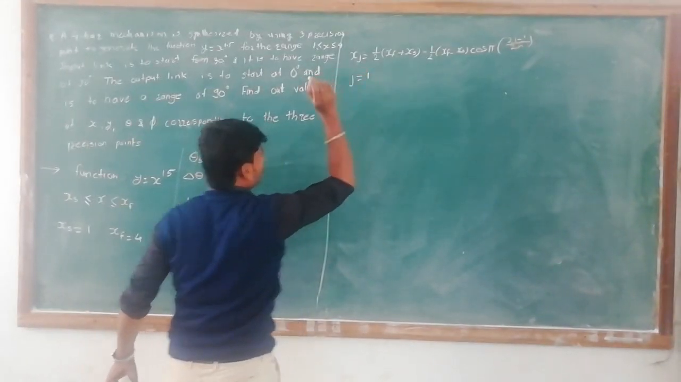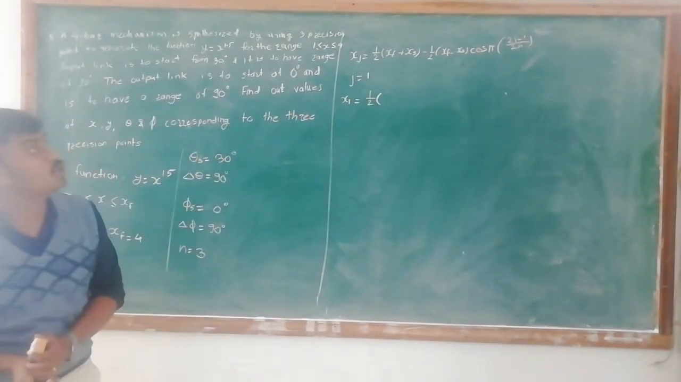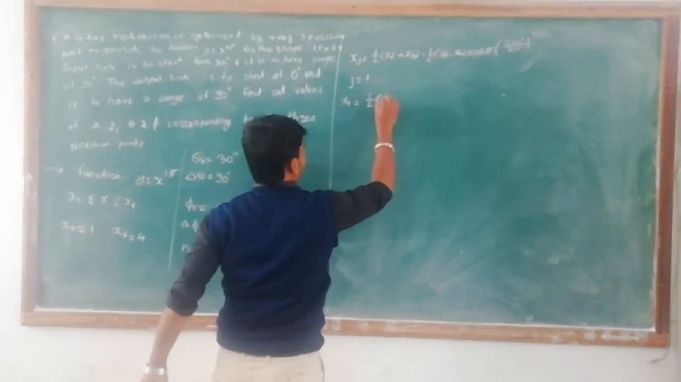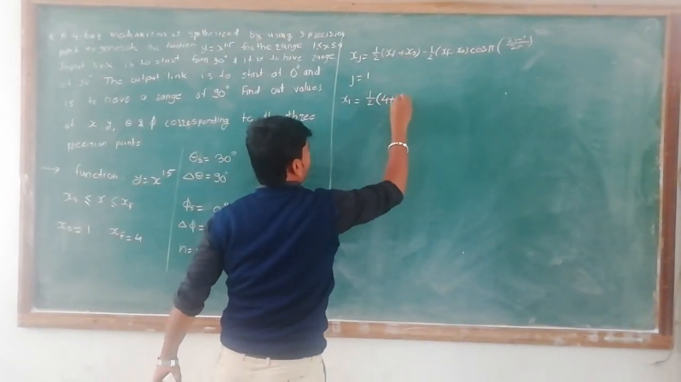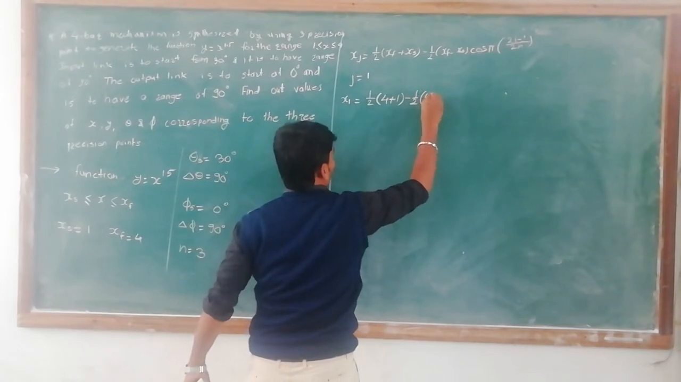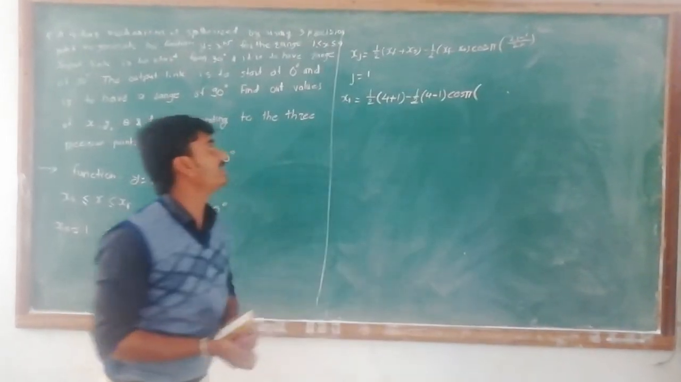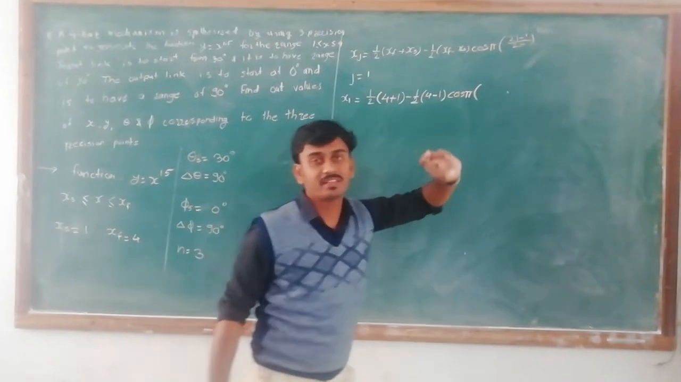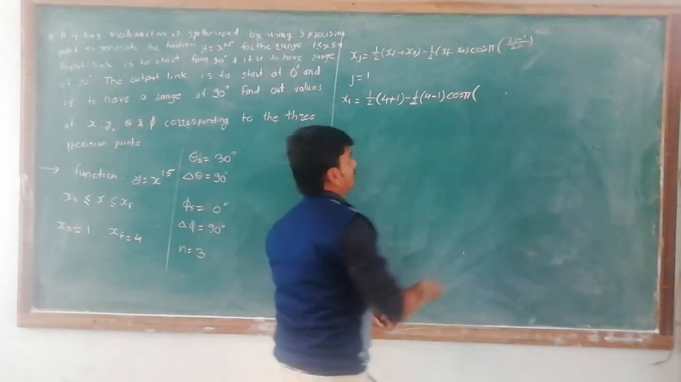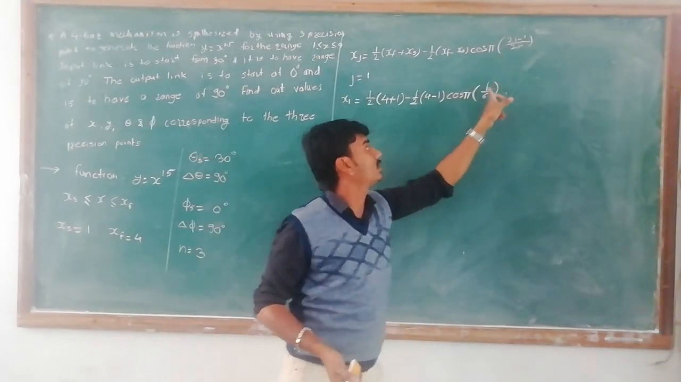For j is equal to 1, x1 is equal to 1/2 into (xf plus xs), where xf is equal to 4 and xs is equal to 1, minus 1/2 into (4 minus 1) into cos of pi into (2j minus 1) divided by 2n. Here j is equal to 1, so 2 minus 1 is equal to 1, divided by 2n where n is equal to 3, so 3 into 2 is 6. So it is equal to 1 by 6.